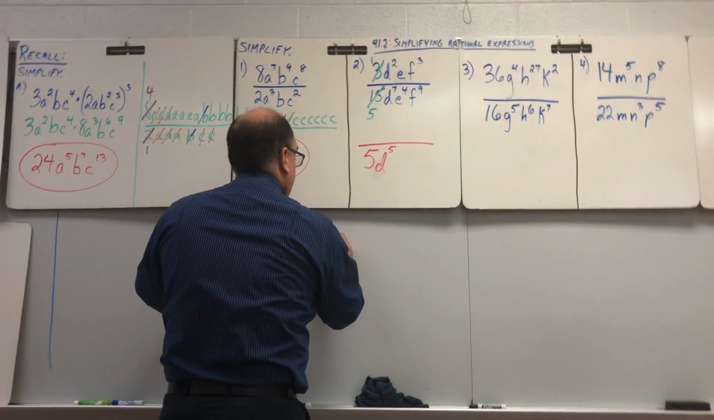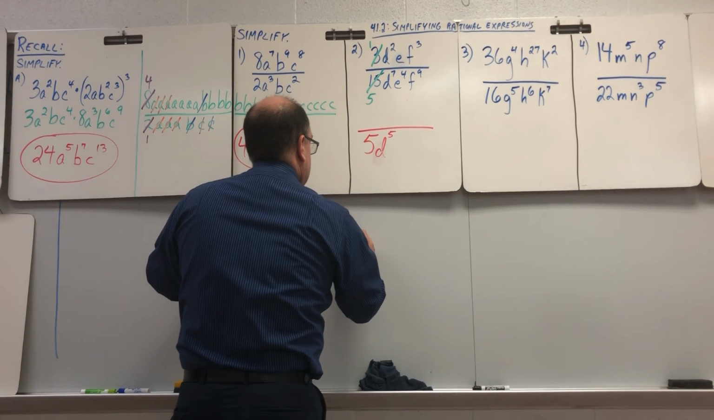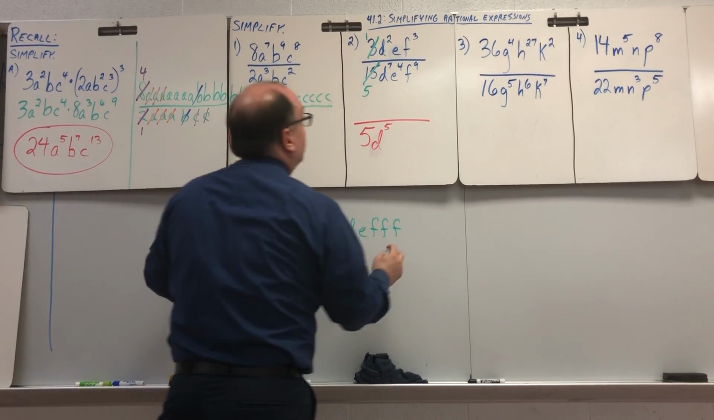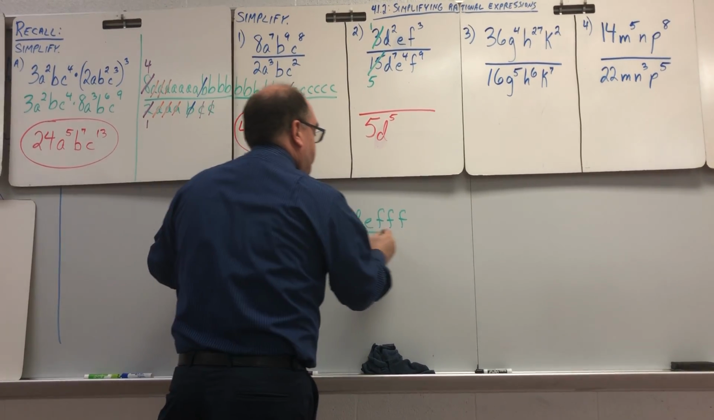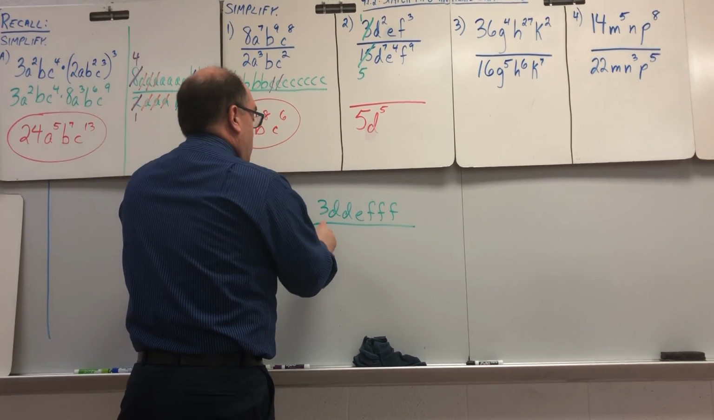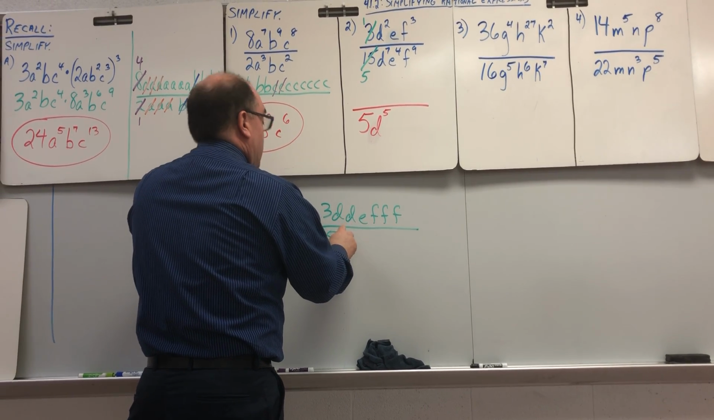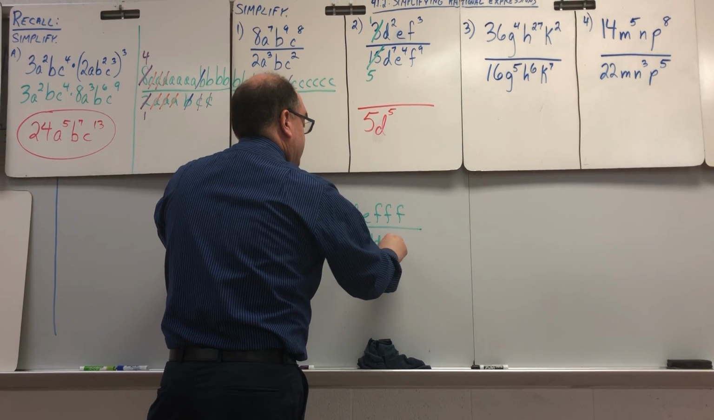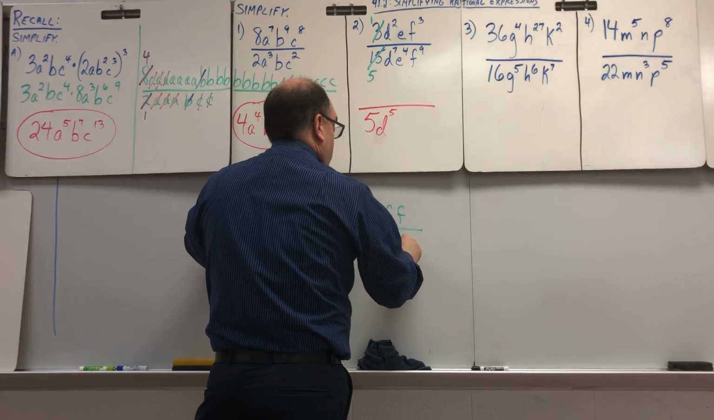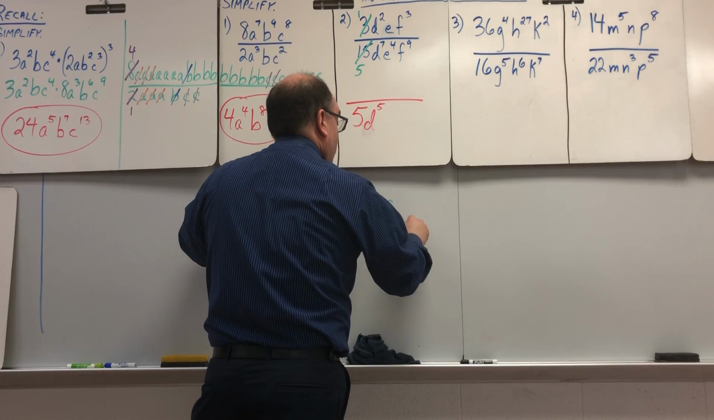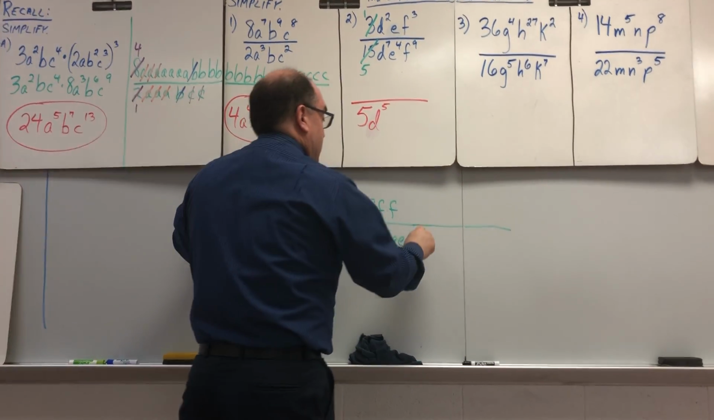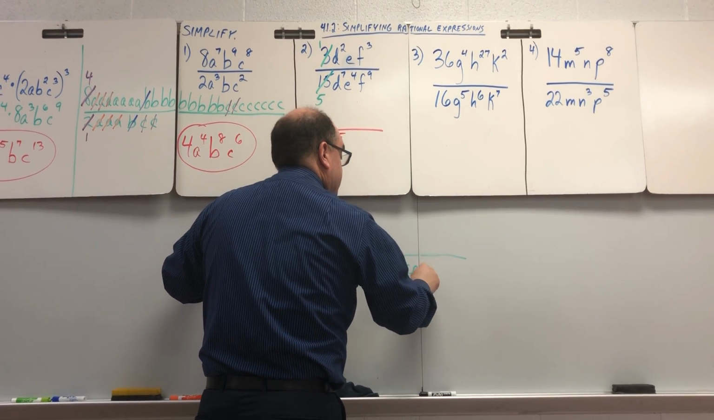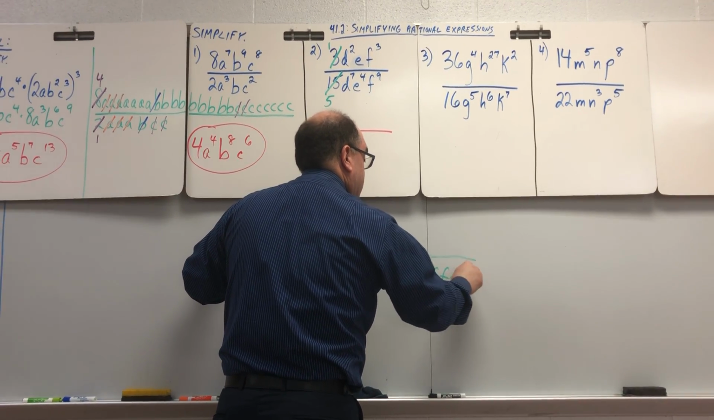Let's do this. We've got 3, D, D, E, F, F, F. And now we have 15. We have 1, 2, 3, 4, 5, 6, 7 D's, 4 E's, 1, 2, 3, 4, and 9 F's, 1, 2, 3, 4, 5, 6, 7, 8, 9.